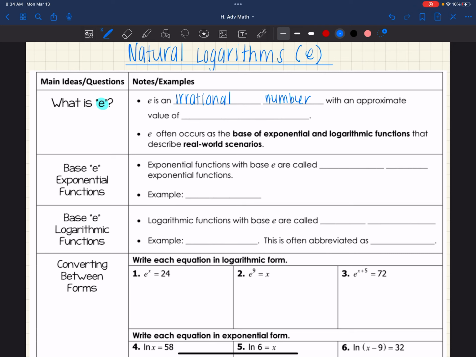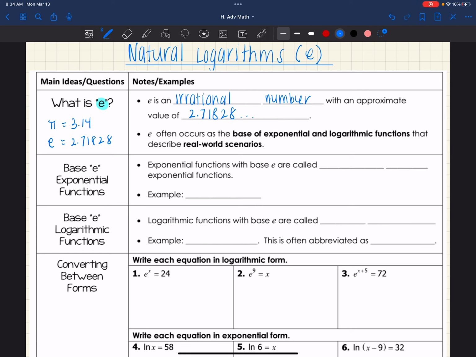With an approximate value of 2.71828, and so on and so forth. So it's just an irrational number. Think back to the irrational number pi. You all know what pi is. Pi is approximately 3.14. Well, e is another type of irrational number, and it's approximated at 2.71828. It's going to look a little funny because you've obviously never seen it before, but just think back to it. e is just a number.